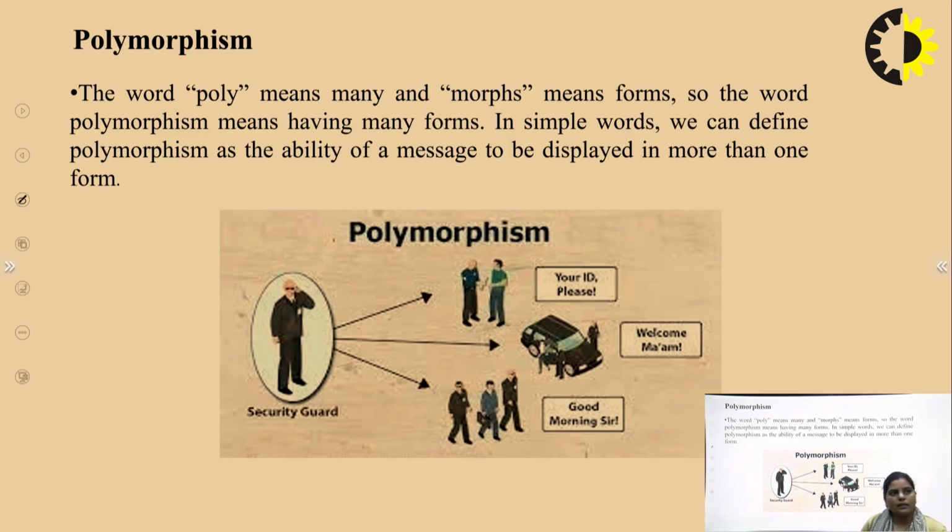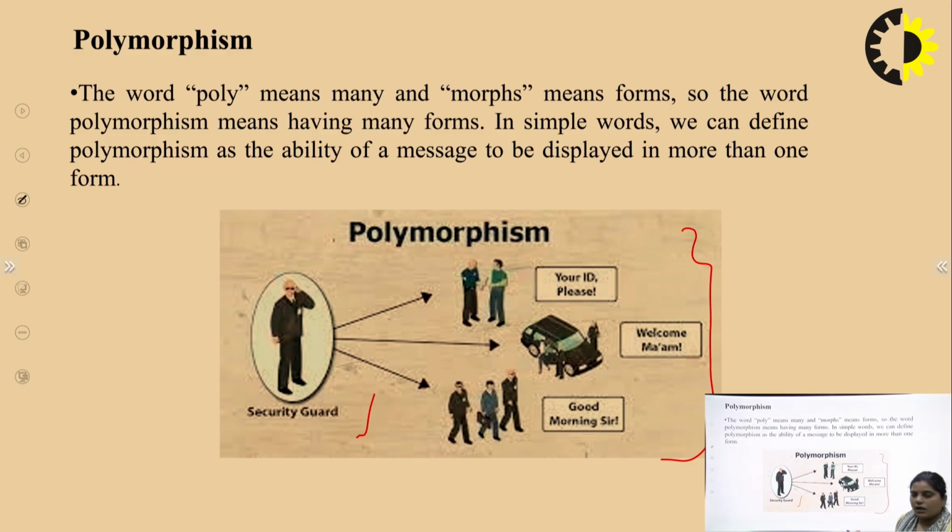So we can define polymorphism as the ability of a message to be displayed in more than one form. Here in this particular example, we can see a security guard. That particular security guard can play different roles based on their position.